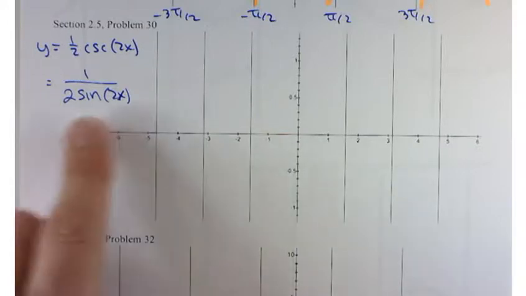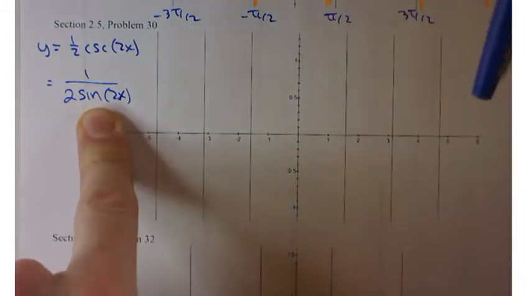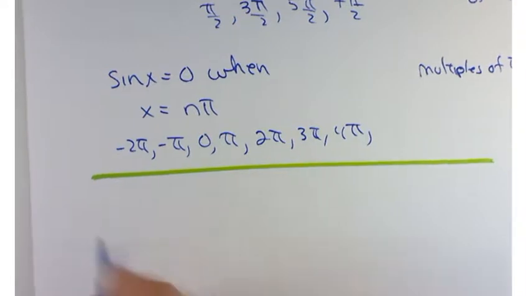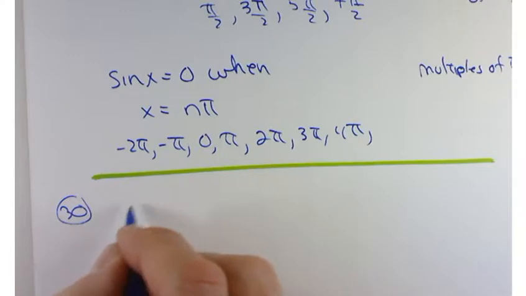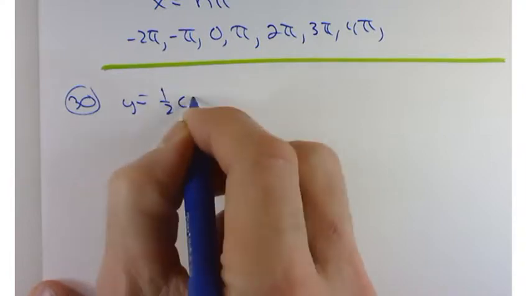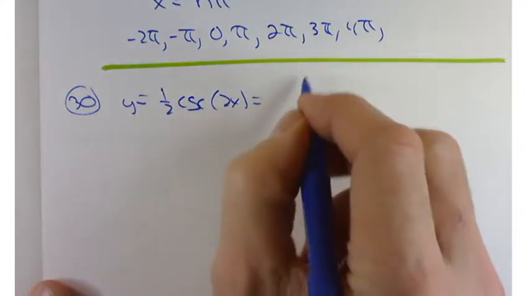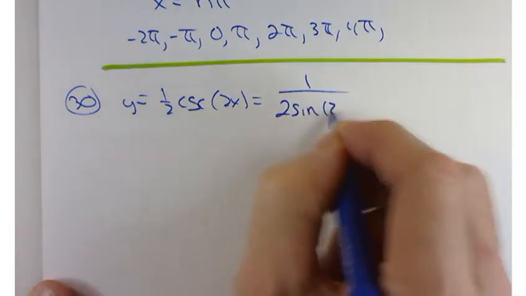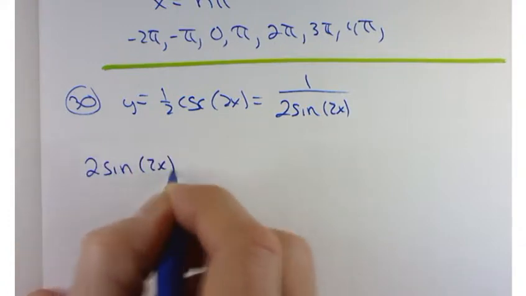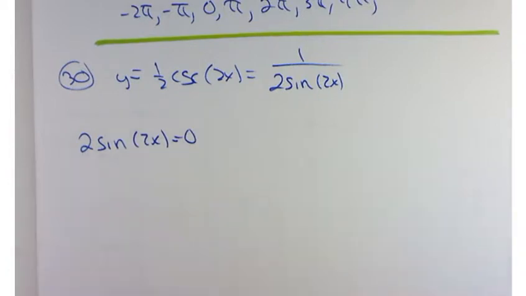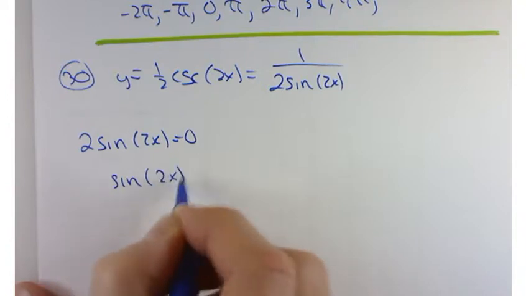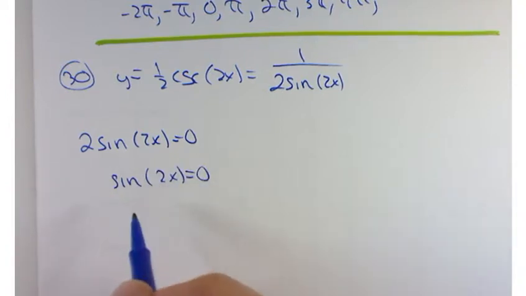So what I need to do is solve where 2 times the sine of 2x equals 0. So problem 30: y equals 1/2 cosecant of 2x, which is 1 over 2 sine of 2x. Where is this equal to 0? 2 sine of 2x equals 0. Well, the good news is I can divide out the 2 here, at least the first one, and get sine of 2x equals 0. You can't divide by that one.